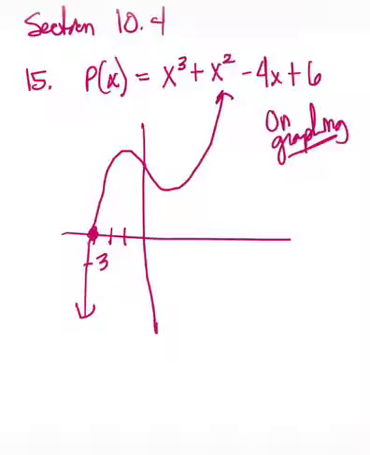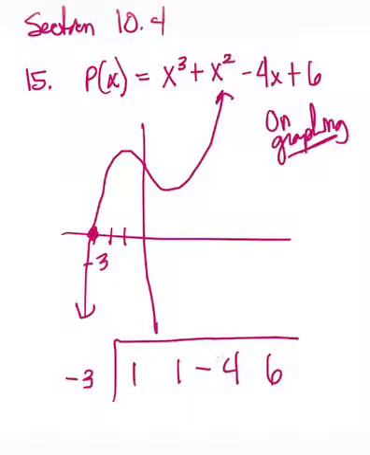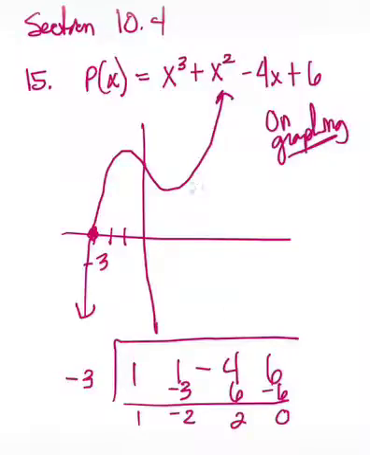Well, I think -3 is a zero, so let's find out. Let's put -3 in. 1, 1, -4, 6. So if it's a zero, we're good to go there, right? Let's see, 1. -3 times 1 is -3. We get -2, 6, 2, -6, 0. There it is. Yeah. So x minus -3.